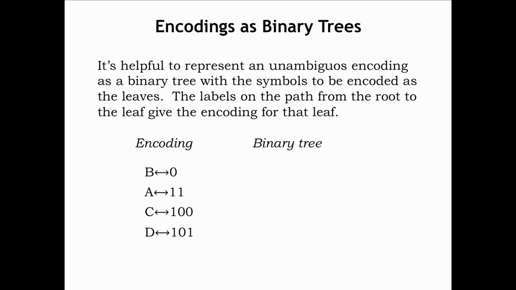For example, consider the encoding shown on the left. It takes just a second to draw the corresponding binary tree. The symbol B is distance 1 from the root of the tree along an arc labeled 0. A is distance 2, and C and D are distance 3.